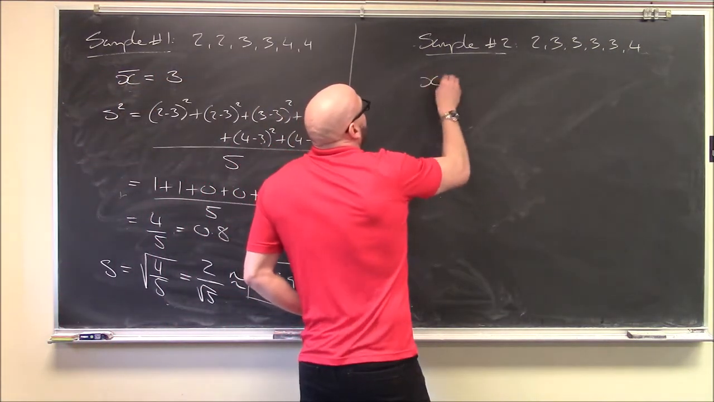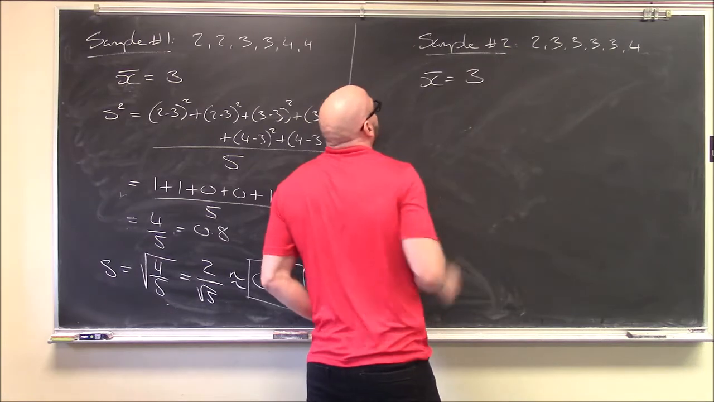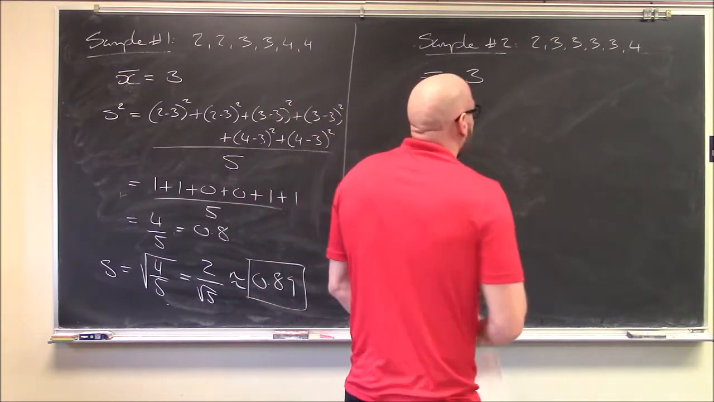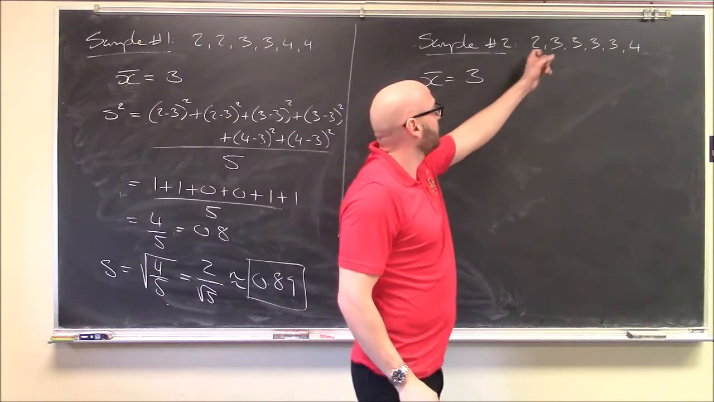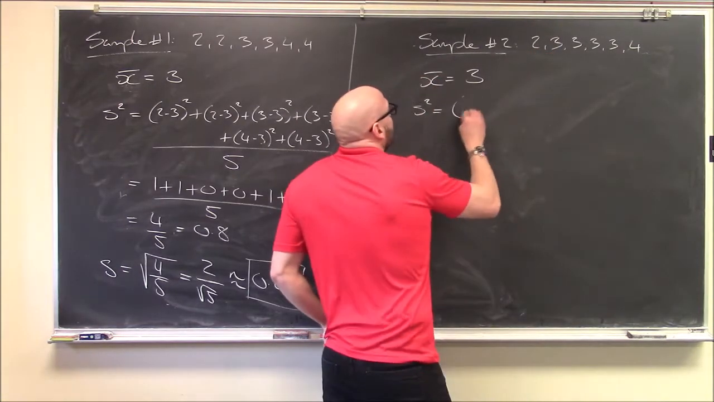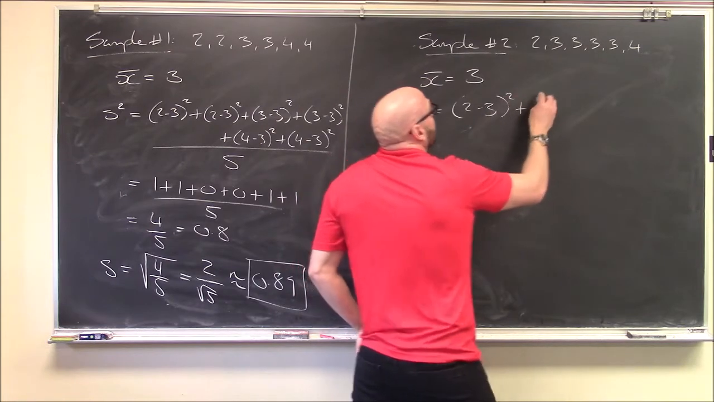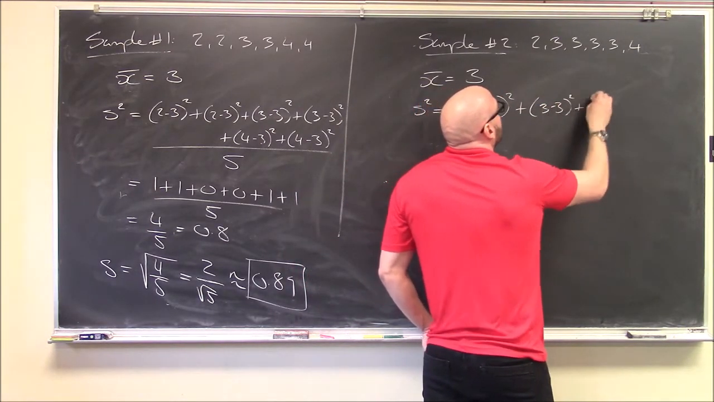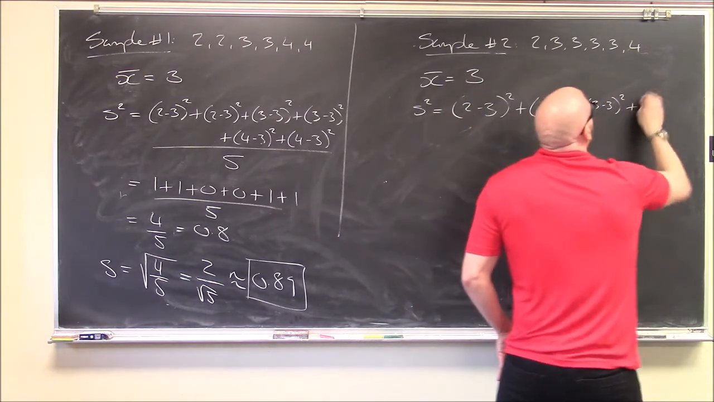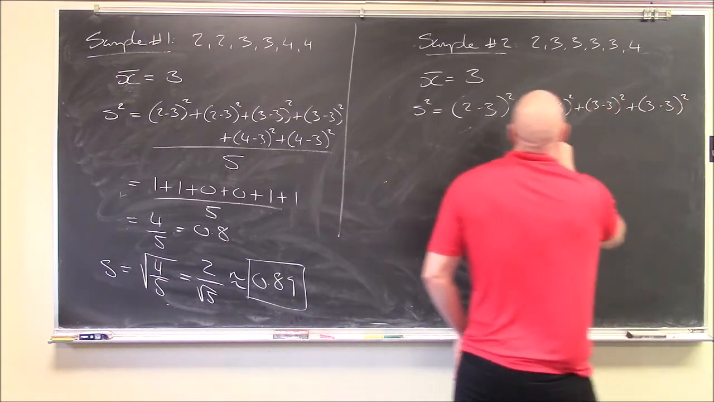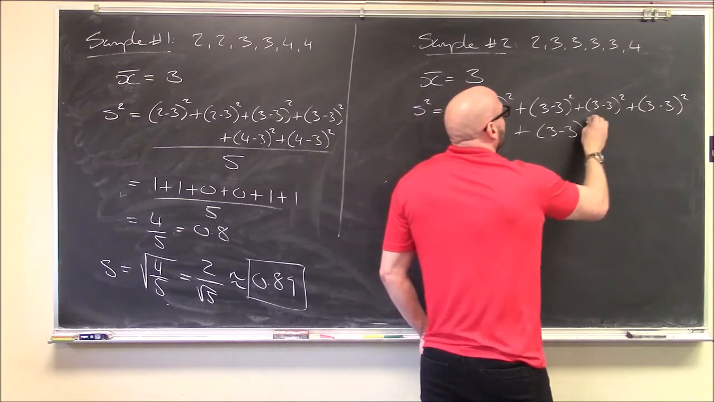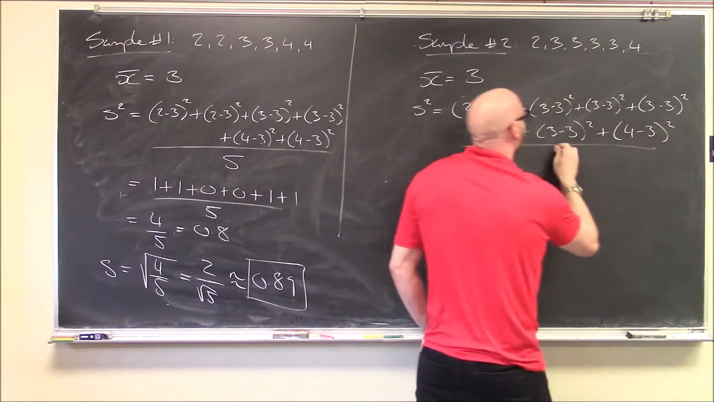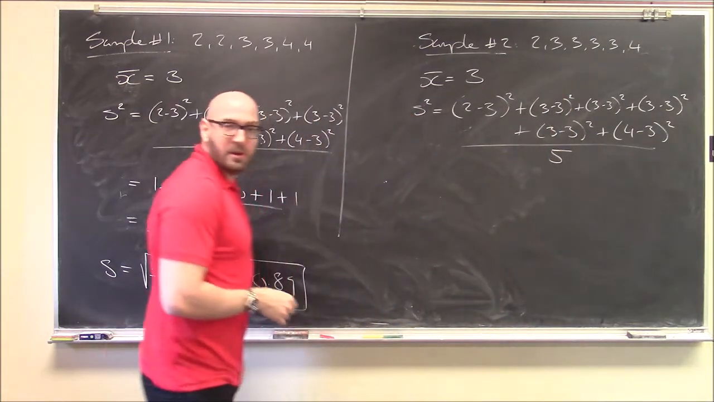Once again, find the mean. The mean is 3. And yeah, we'll just go ahead and compute the variance. So do the same thing. Take each element, subtract off the mean, and square it, and add them all together. So 2 minus 3 squared plus 3 minus 3 squared plus 3 minus 3 squared plus 3 minus 3 squared plus 3 minus 3 squared plus 4 minus 3 squared, all over n minus 1, which is, there's 6 elements, so n minus 1 is 5.